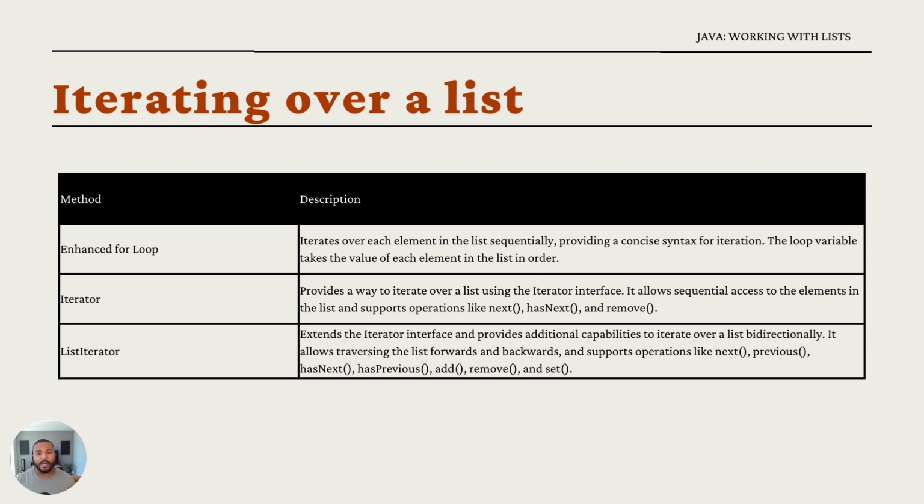The iterator offers more control and flexibility, allowing complex manipulations during traversal. The list iterator extends the capability of the iterator, enabling bidirectional traversal and advanced list operations. So choosing the appropriate method depends on the specific requirements and operations you need to perform during the list iteration.